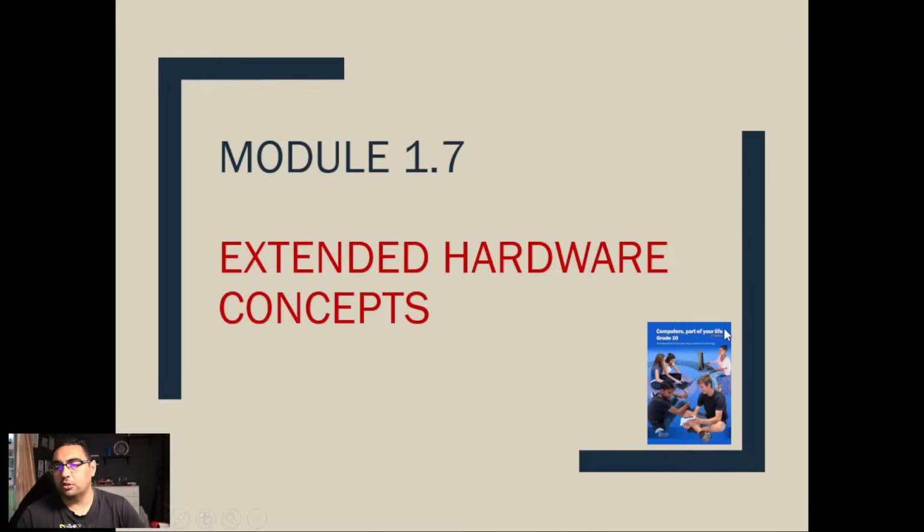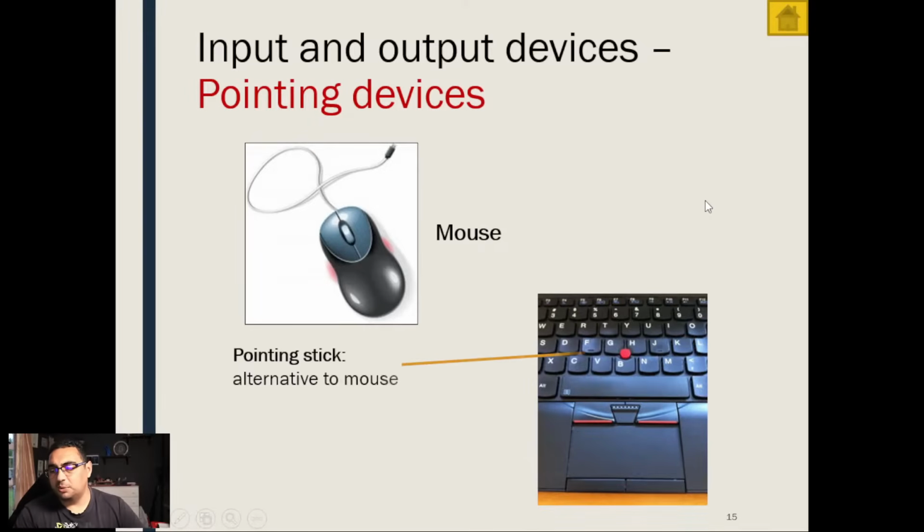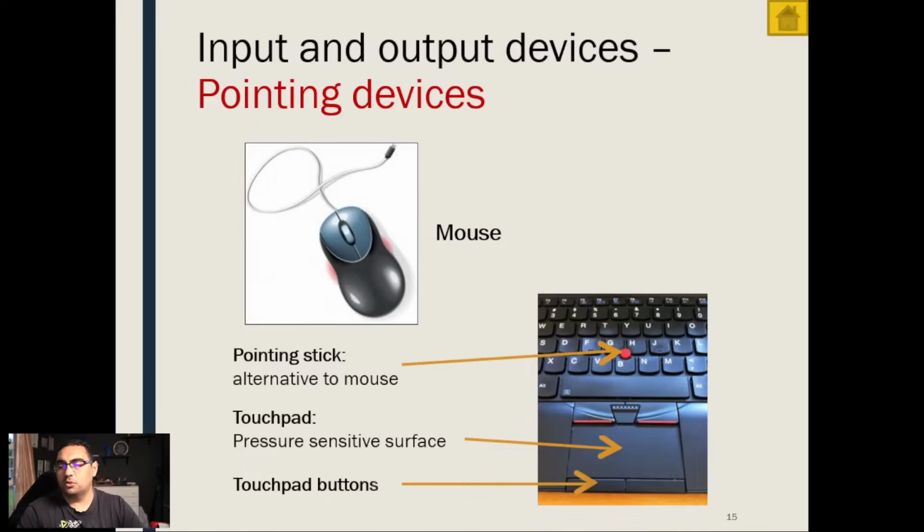Okay, then we went on to module 1.7, where we spoke further about hardware concepts. Please, physical hardware, okay? Input and output. Remember, input, giving things to the PC, instructions to the PC, output, bringing things out of the PC, okay? So we've got our pointing devices like our mouse, our touchpad. Just know the difference between those two.